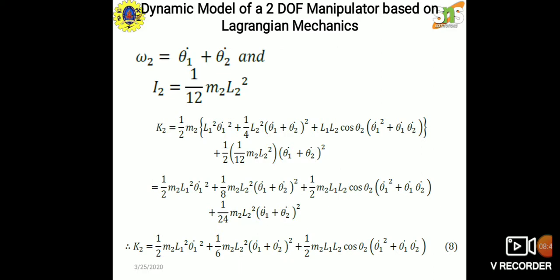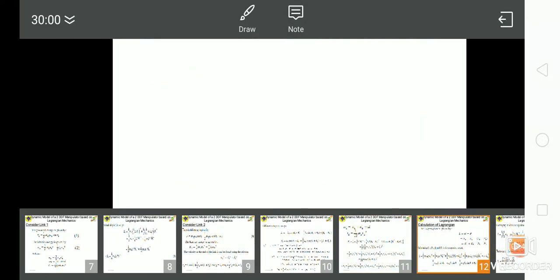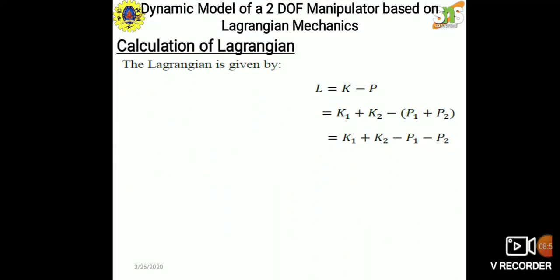So it's time to calculate the Lagrangian. The Lagrangian is given by L equal to K minus P. Here K equal to K1 plus K2 for link 1 and link 2. P is P1 plus P2, so K1 plus K2 minus (P1 plus P2) is equal to K1 plus K2 minus P1 minus P2.